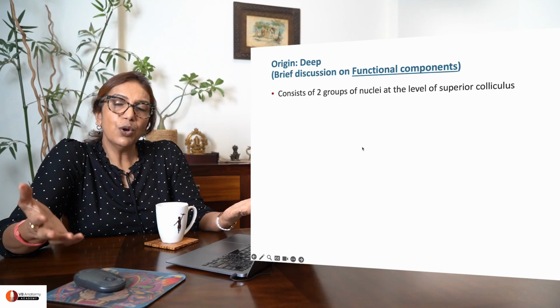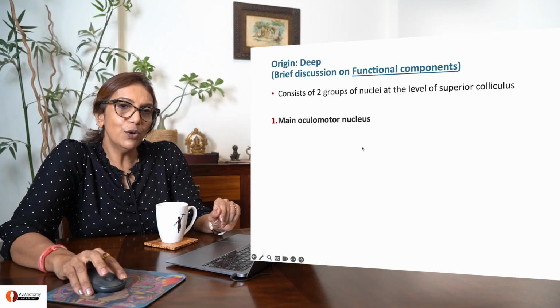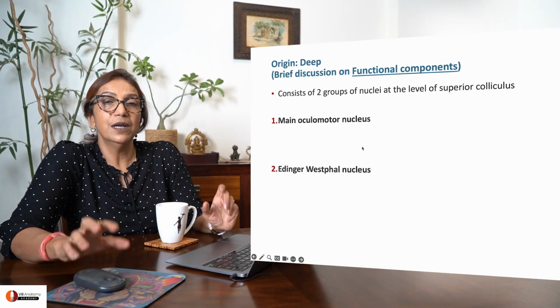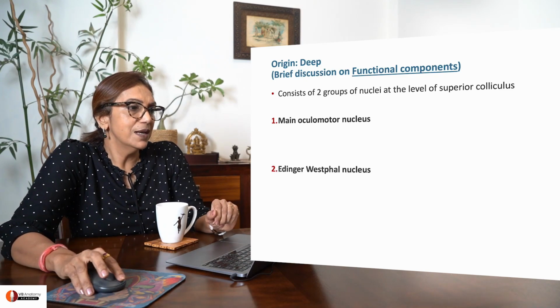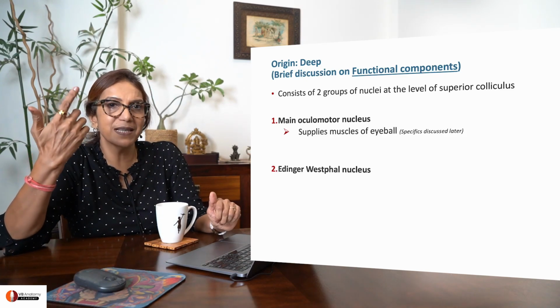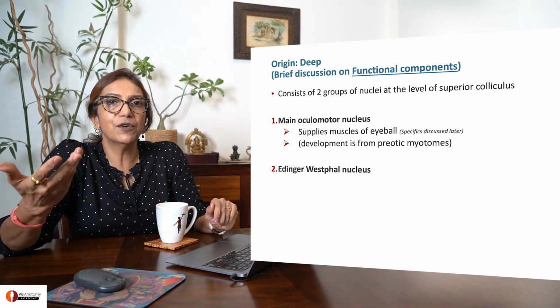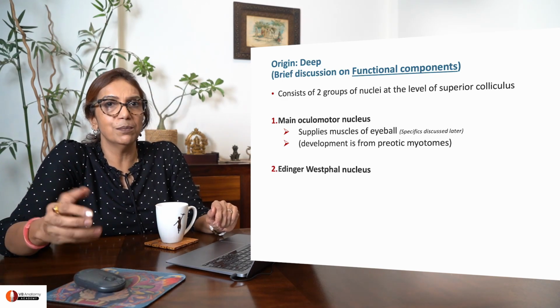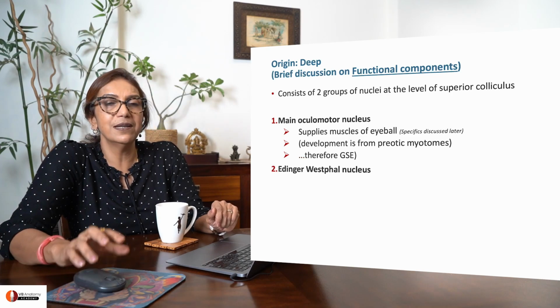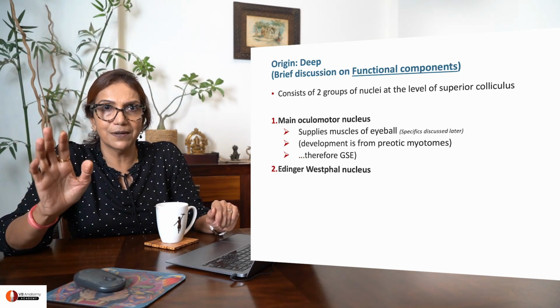What are the functional components of this? So, the main oculomotor nucleus and the Edinger-Westphal nucleus. What are the functional components? The main oculomotor nucleus supplies the muscles of the eyeball. Muscles of the eyeball developmentally come from pre-otic myotomes. Therefore, it is a general somatic efferent.